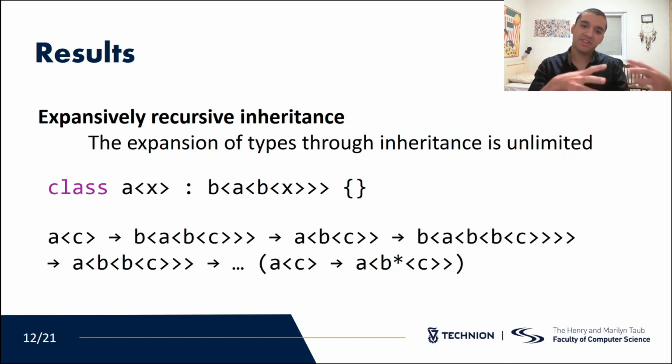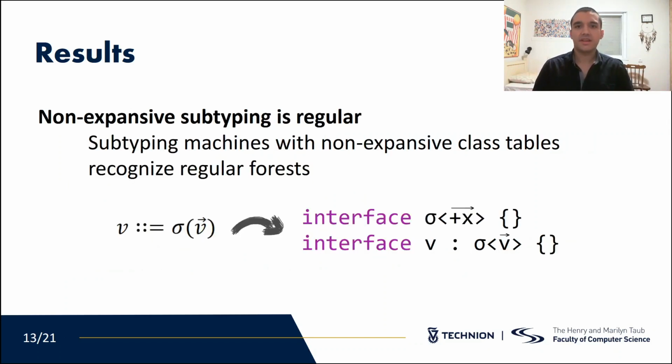So we can start with type AC and get the type ABC with a sequence of B's of any length. Therefore, the original inheritance rule is said to be expansively recursive. My first result is that subtyping machines whose class tables are not expansively recursive recognize regular tree languages. In other words, we can take the productions of a regular tree grammar and encode them as a subtyping machine that recognizes the same language as the original grammar.